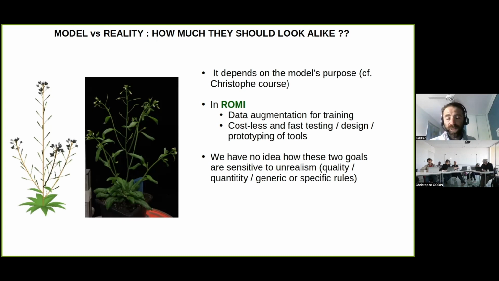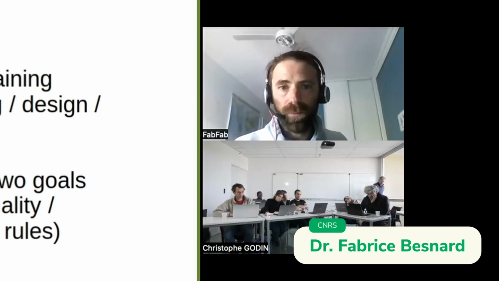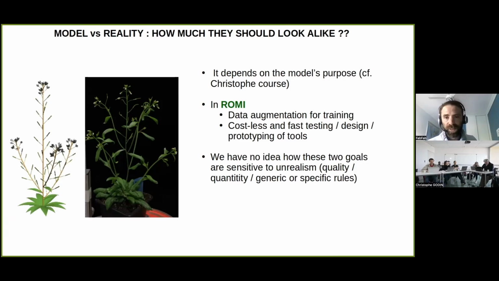And in the case of ROMI, this European project we are involved in, we are using virtual plants for a precise objective, which is to create virtual datasets that we can use for training deep learning algorithms very efficiently and costlessly. And as I told you, once you have an objective, you have to question yourself whether realism and the realistic rendering of the plant is useful or not for your objective.